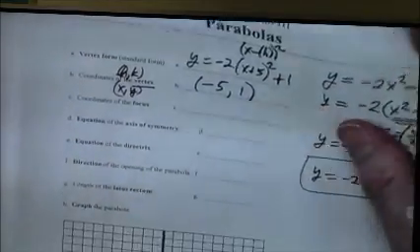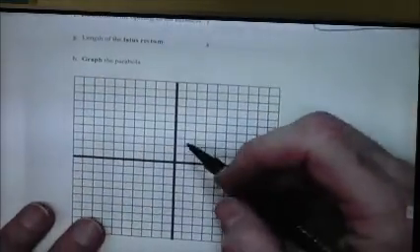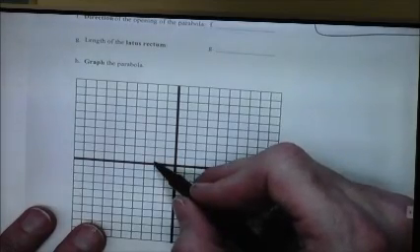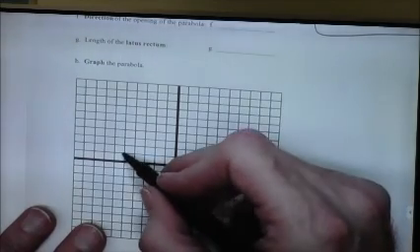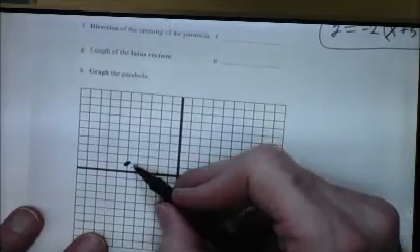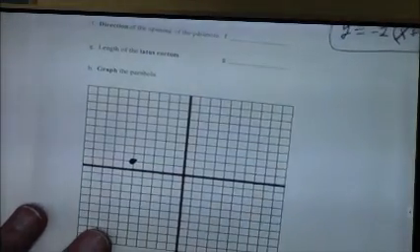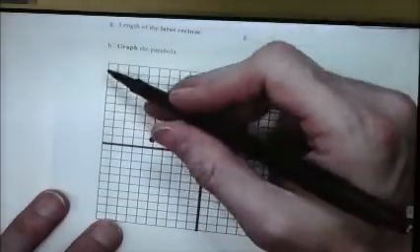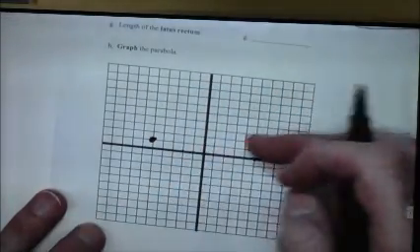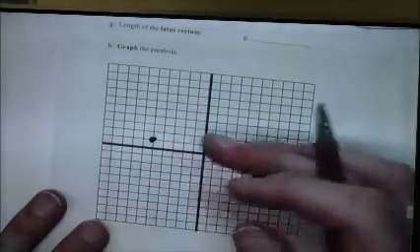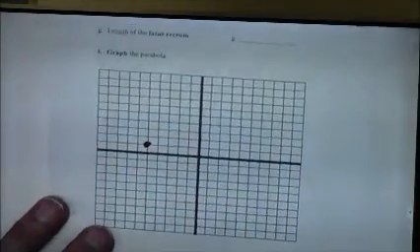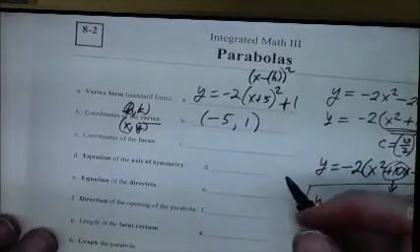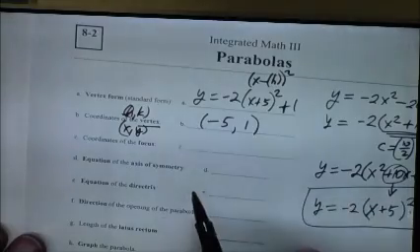Right now, let's go on down and let's graph that and show where negative 5 and 1 would be. Negative 1, negative 2, negative 3, negative 4, negative 5, and up 1. So now we know where the vertex is. So it could be graphed going up like this, it could go down. It won't go sideways because that would be x equals a y squared. This one's not. Okay, now for the focus.